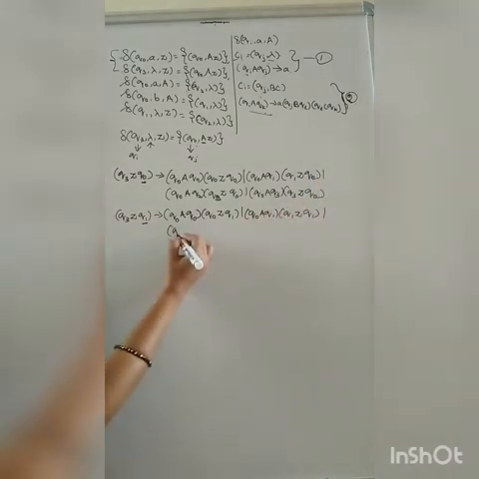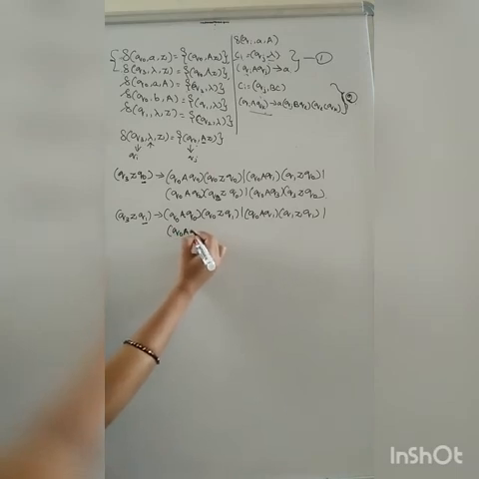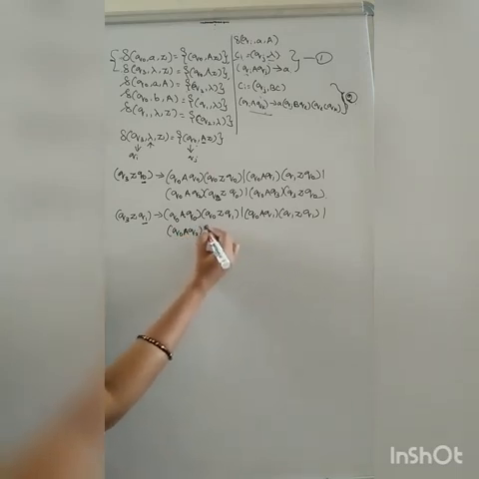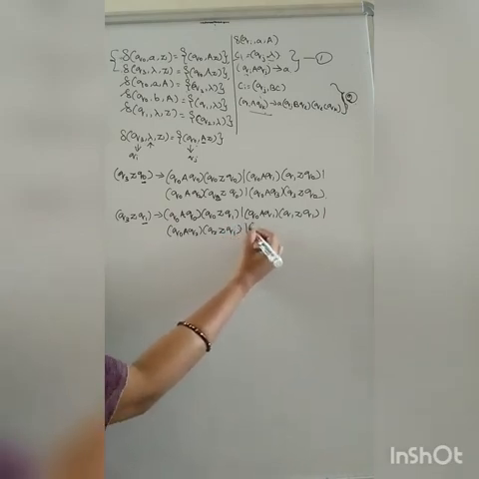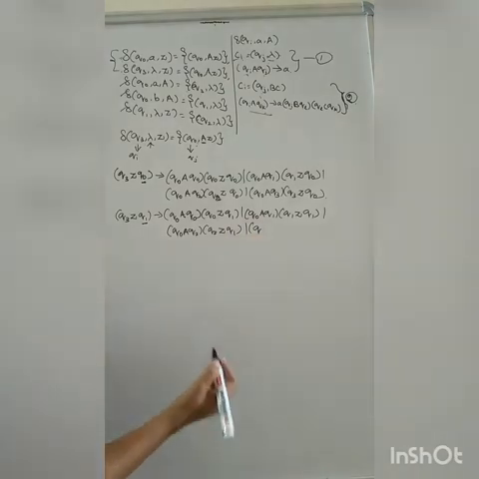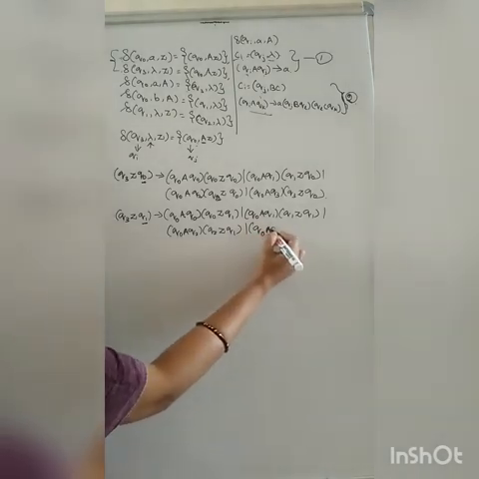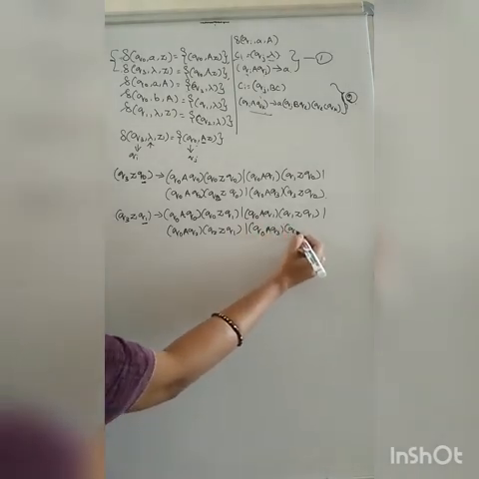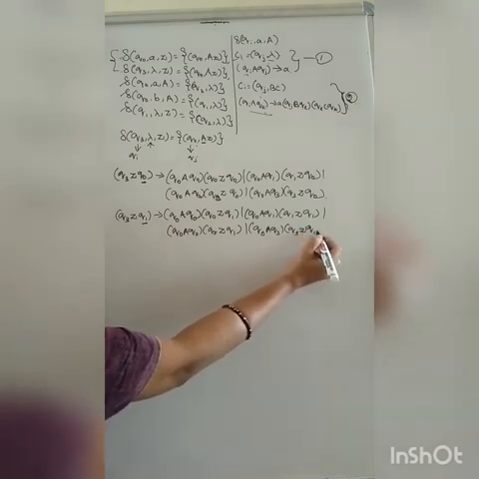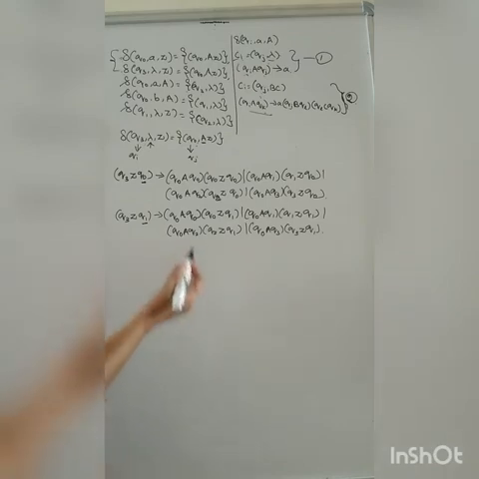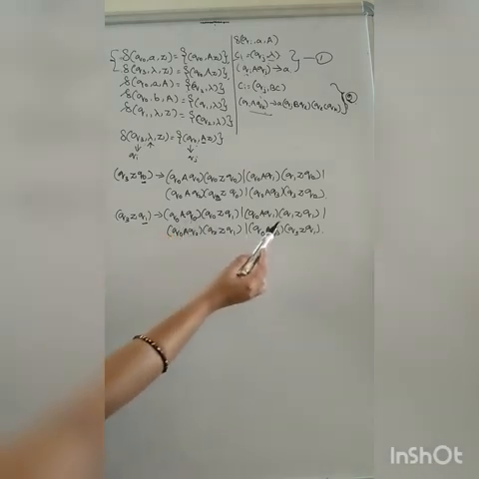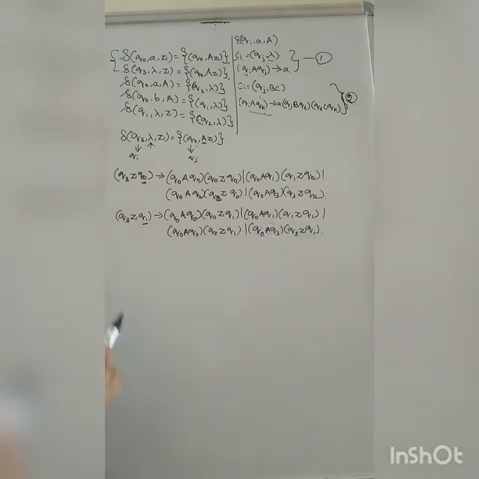Next one, Q0 A Q2, Q2 Z Q1. Next, Q0 A Q3, Q3 Z Q1. So after this, we can end since we have taken all the possibilities of Q0, Q1, Q2, Q3.